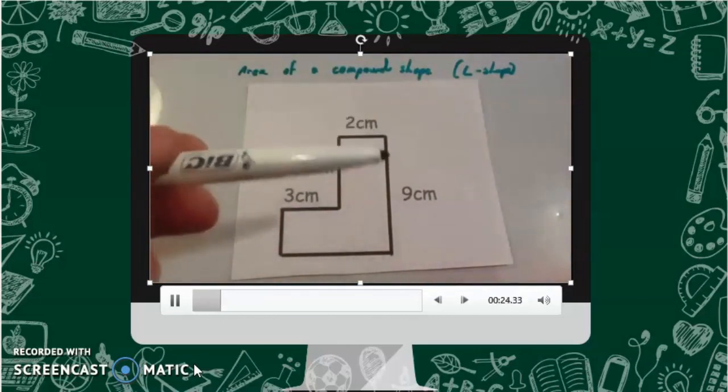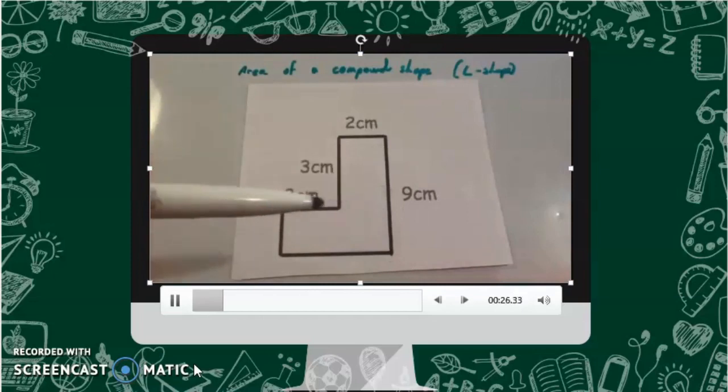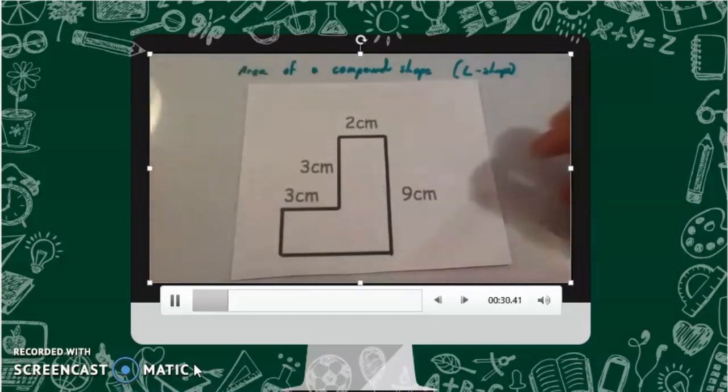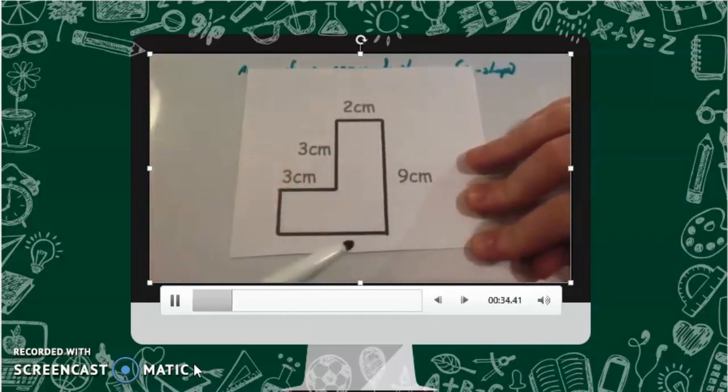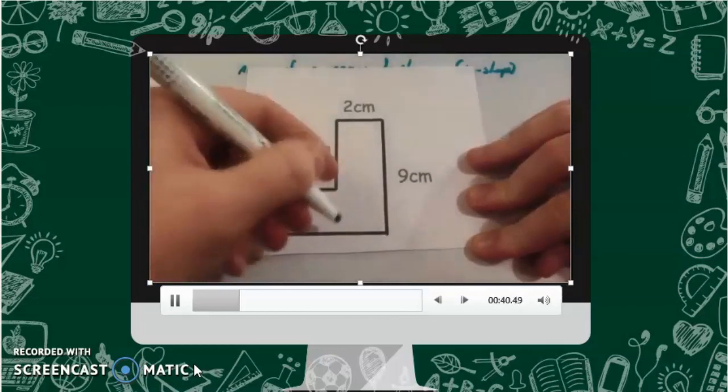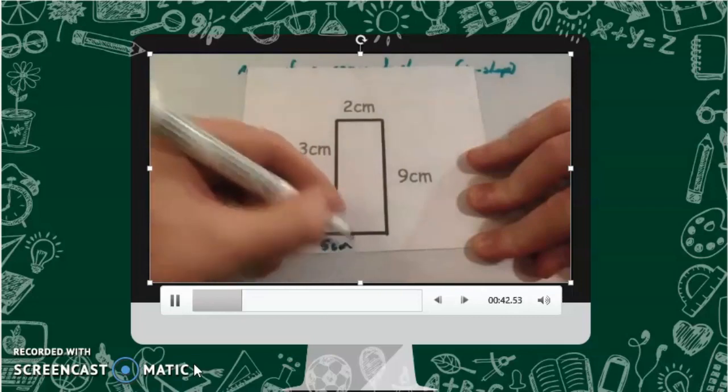So we've got the top is 2 centimeters, the height of the whole thing is 9, this bit's 3, and this part's 3. Okay, so whenever you're doing the area of a compound shape, the first thing I tend to do is to find the missing sides first of all. So let's consider the base. Well, it's 3 across here, 2 across here. Well, 3 and 2, that would make 5 for the base, 5 centimeters.